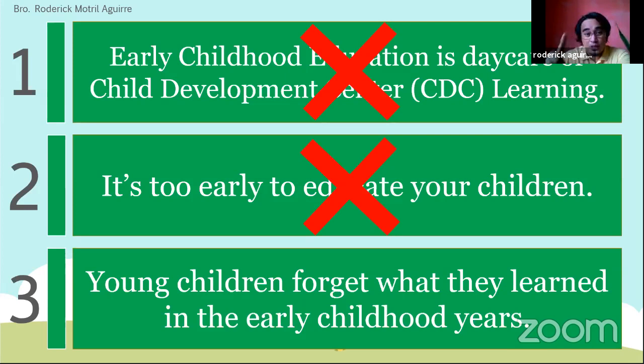Therefore, statement number three: young children forget what they learn in the early child years. No, it is the foundation of the first concepts, and therefore, what they learn in the early childhood years cannot be undone. It could be enhanced, it could be corrected, but it cannot be undone. It will remain forever in the minds of our students and will haunt them. If it's negative, it will haunt them for the rest of their lives. What we can do is help them cope with these memories.